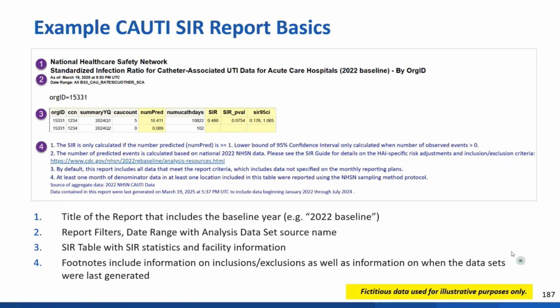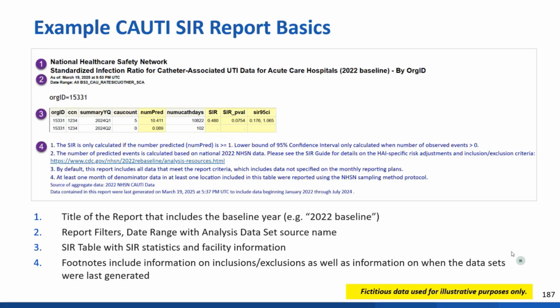Right, so now that we've reviewed how to access the CAUTI SIR reports, let's take a closer look at the basic layout and components of the report output. First, at the top of the report, you'll see the title, which clearly indicates the baseline year being used. For example, at the end, it'll say 2022 baseline in parentheses. This helps differentiate the reports using the new baseline and those using the 2015 model, which is especially important if you're comparing across time or pulling historical data.